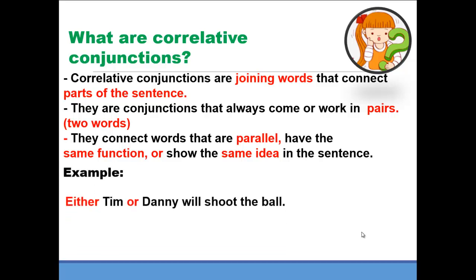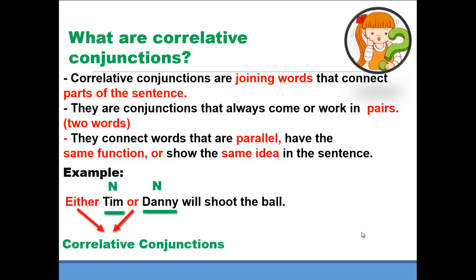For example, either Tim or Danny will shoot the ball. So maybe Tim will shoot the ball or Danny will shoot the ball. So the words Tim and Danny, both of them are parallel. They are equal. They have the same idea in the sentence. They have the same job in the sentence. That's why the two words Tim and Danny are joined by the correlative conjunctions either and or. And of course, Tim and Danny, both of them are parallel, both of them are nouns. So in this case, the conjunctions either and or join the nouns of that sentence.